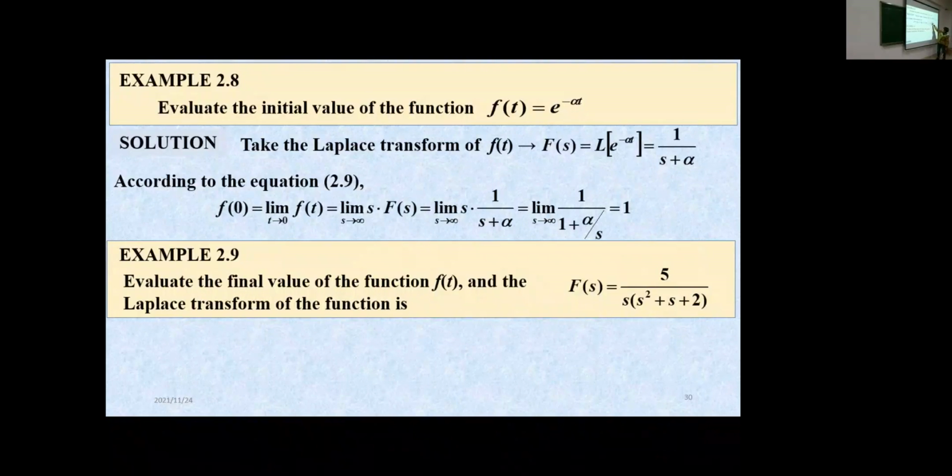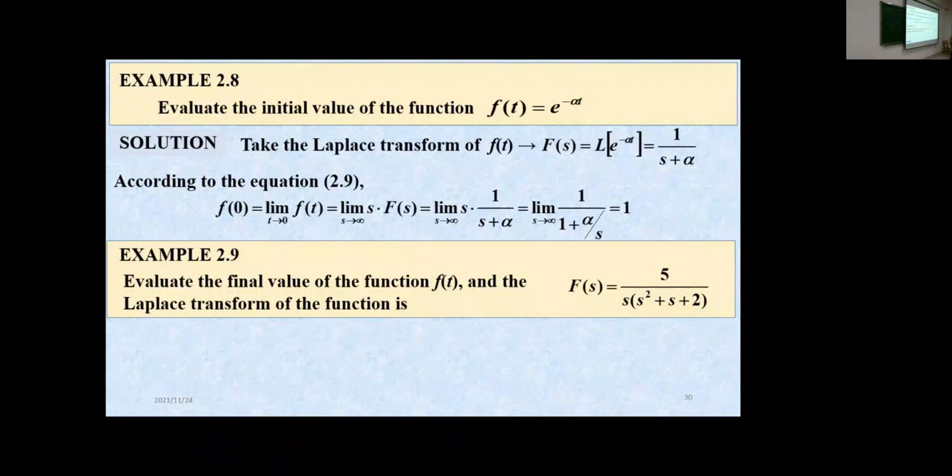Thus we can write it as 1 divided by s, s divided by s plus 1, and alpha divided by s here, right? And then when s tends to infinity, this tends to 0. It's 0 in the numerator, not in the denominator. So this is 0, 1 plus 0 is 1, 1 divided by 1. So the answer to the example is 1, right? That's this.